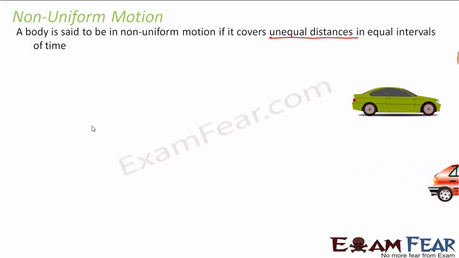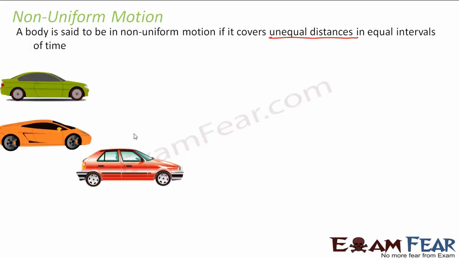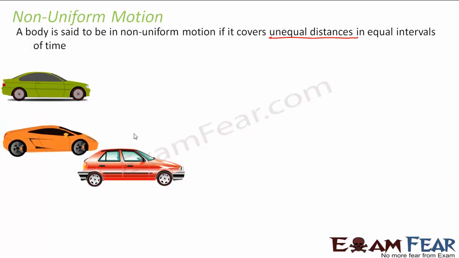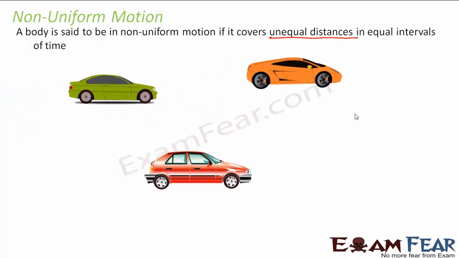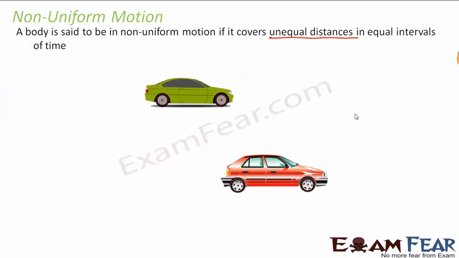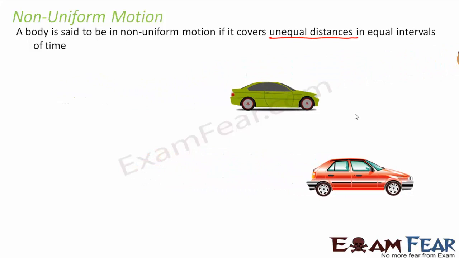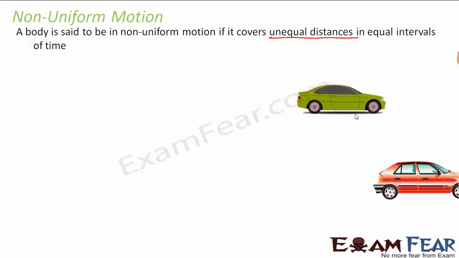Here you would have seen that in the initial 1 hour, it would have traveled say some 1 kilometer. The next 1 hour, it would have traveled some 15 kilometers. And in the third 1 hour, it would have traveled maybe some 25 kilometers. Right, because gradually the amount of distance covered is increasing. So this is known as non-uniform motion.